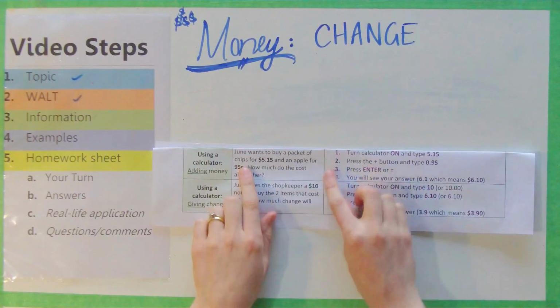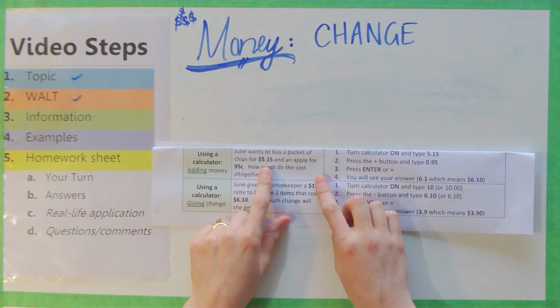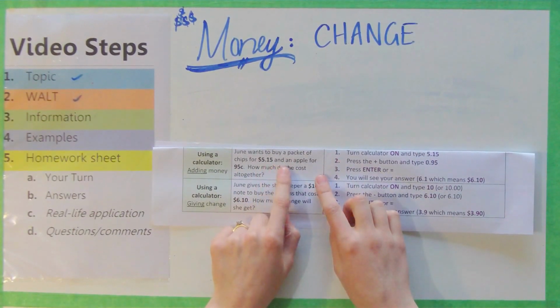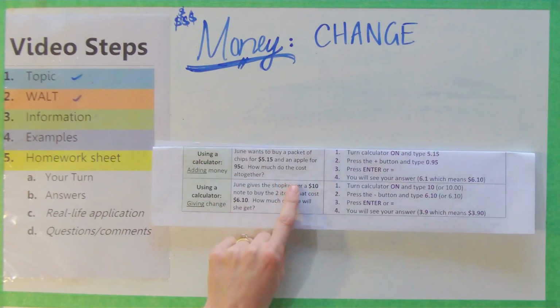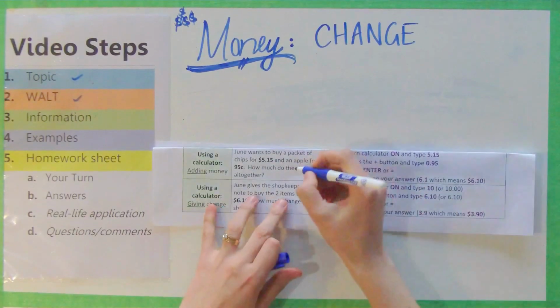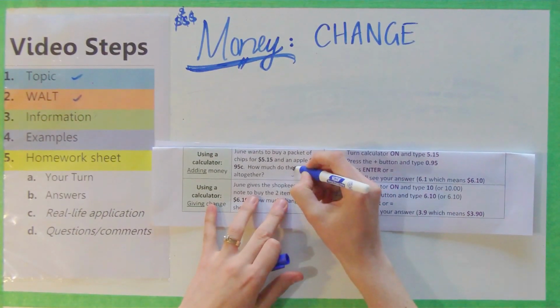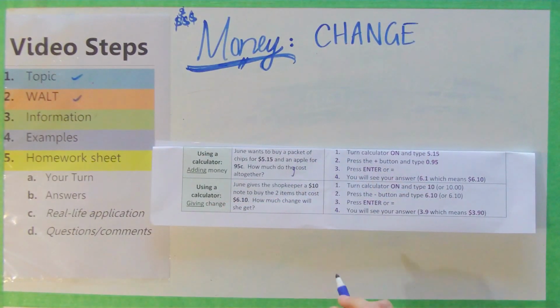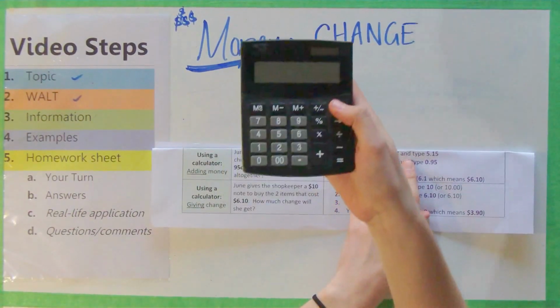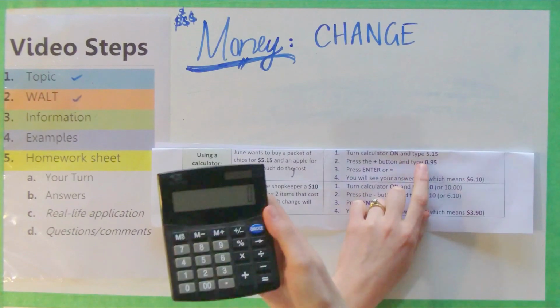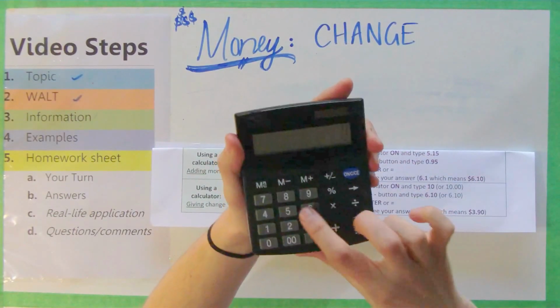So for this one here, Jim wants to buy a packet of chips for $5.15 and an apple for 95 cents. How much do they cost altogether? So I've got little steps here. Turn the calculator on. Done. And type in $5.15.